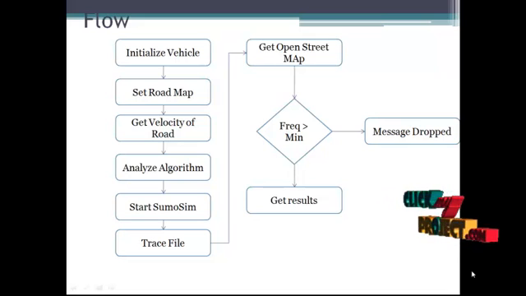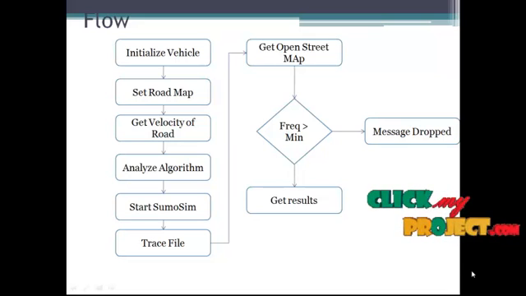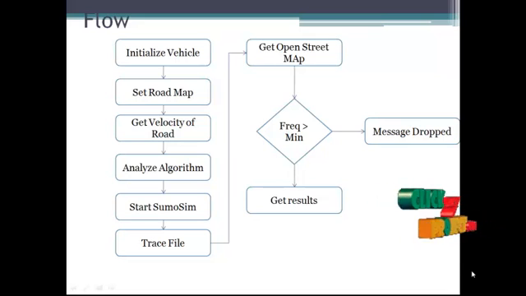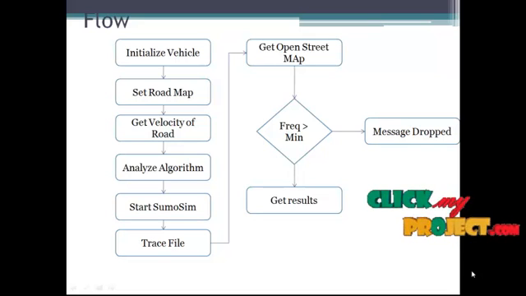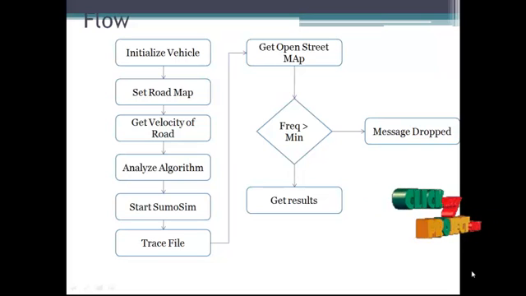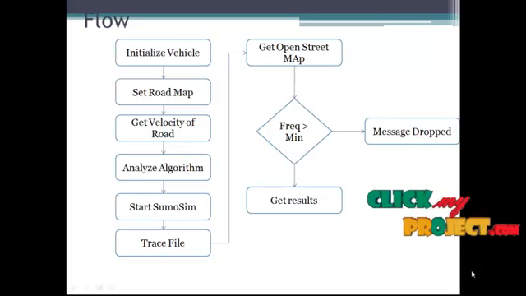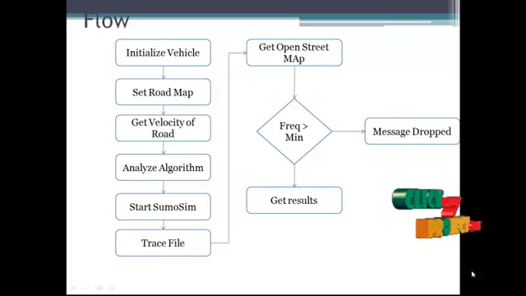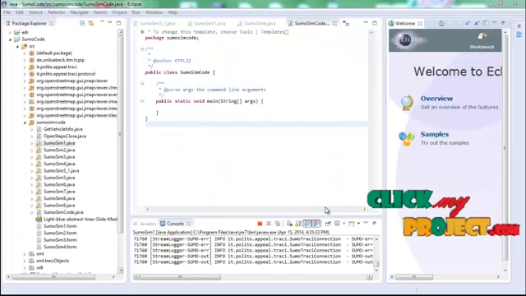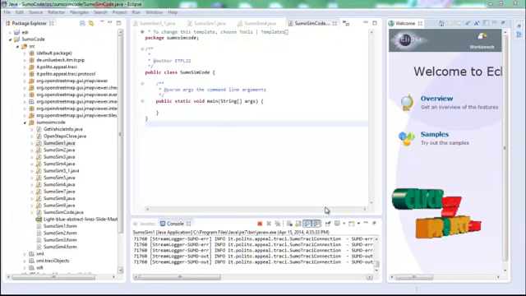If the velocity is greater or lesser than the minimum and maximum values, the message will be dropped and the scenario of this vehicle will be changed. Else the message will be sent to another vehicle based on the scenarios. Finally, we get the results of the transmission of messages and warning alerts. Next we are going to see the complete demo of this process.